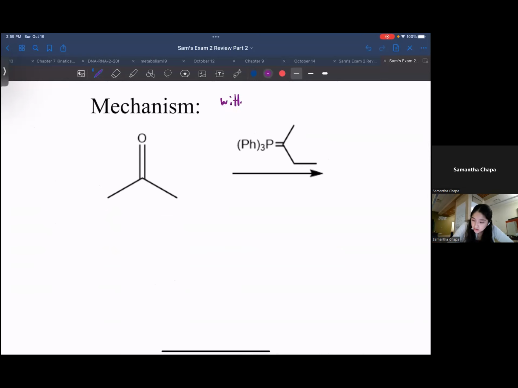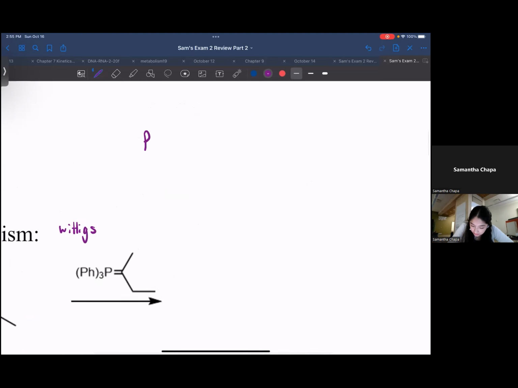So, Wittig's, I think this is going to be one of your more difficult ones to learn, just because the numbering can get a little confusing. But if you do number, it'll help you a lot with this reaction. Okay. Something I want to point out with the ylide is the resonance structure for it.